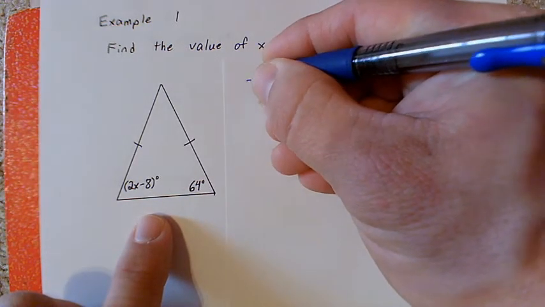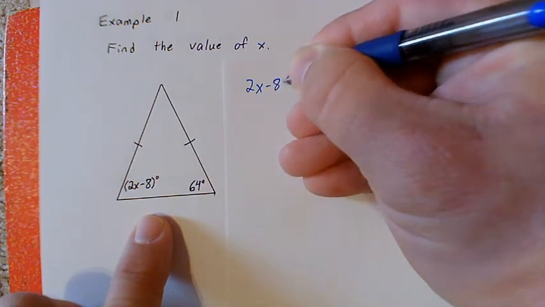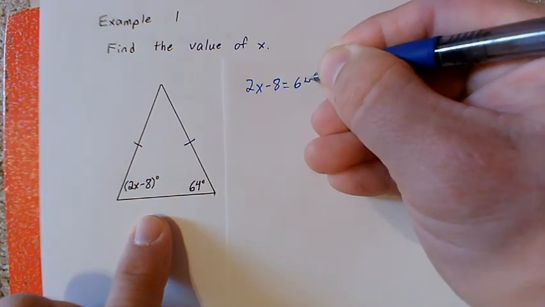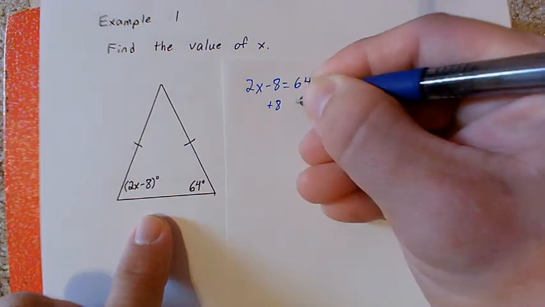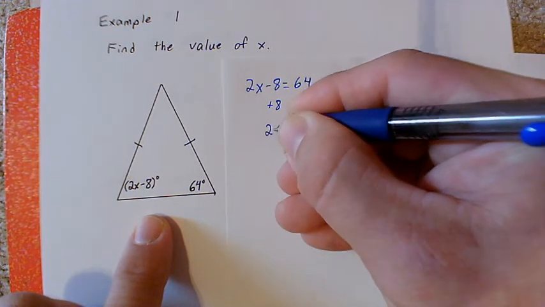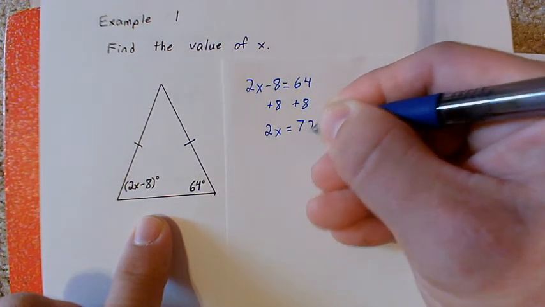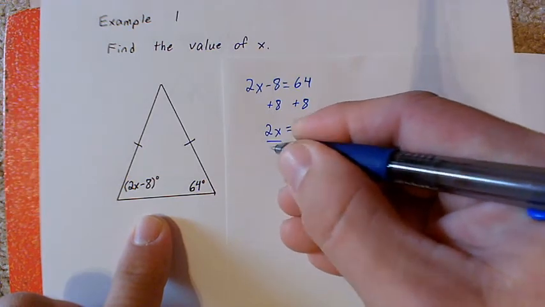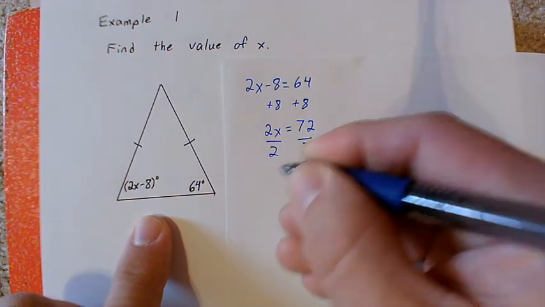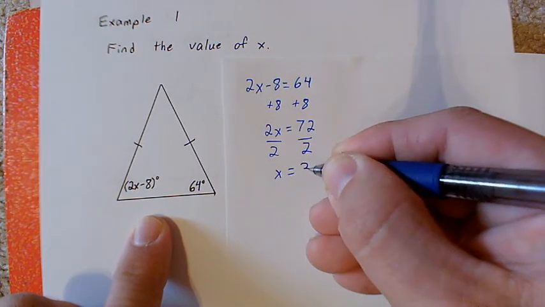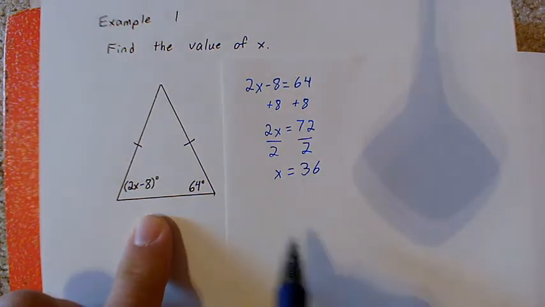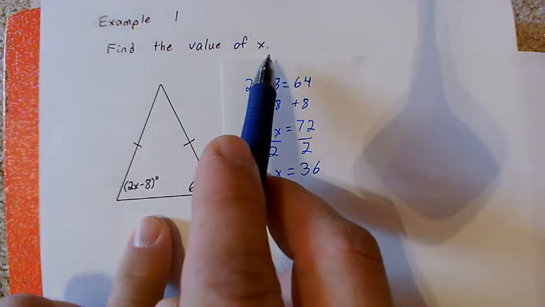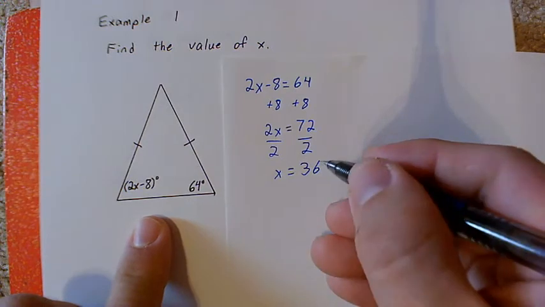I would set this up as 2x minus 8 would equal 64. I would add the 8 to both sides, so 2x would equal 72. And I would divide by 2 on both sides, so x would equal 36. I'm going to reference the instructions really quick. Find the value of x, and that's exactly what I was supposed to get.